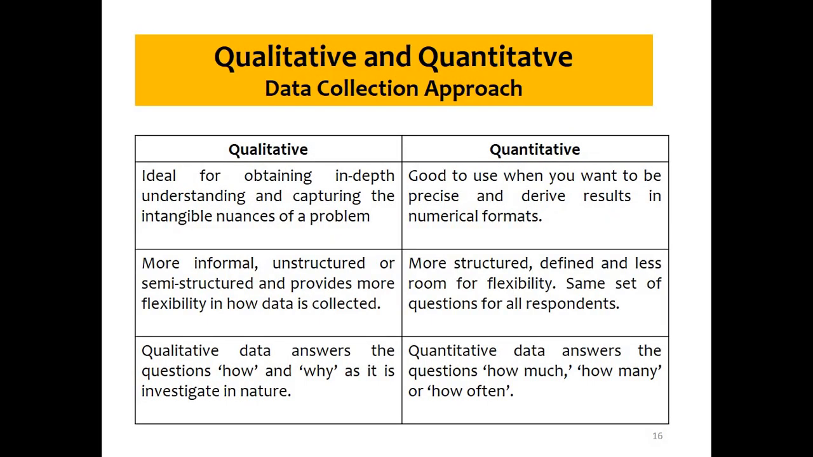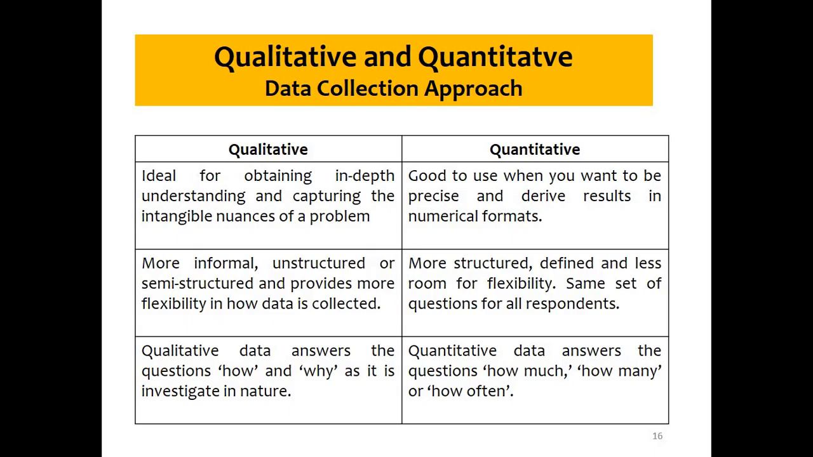There are different dissimilarities between qualitative and quantitative data. First difference: qualitative data helps you understand issues deeply and notice subtle details, while quantitative data is beneficial for precision and provides results in numbers. Second difference: qualitative data is generally more informal, unstructured, or semi-structured, allowing for greater flexibility in data collection. In contrast, quantitative data is more structured and defined, offering less flexibility. The same questions are asked to all respondents.